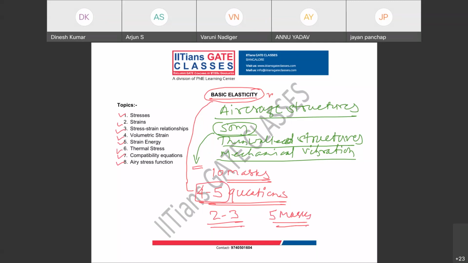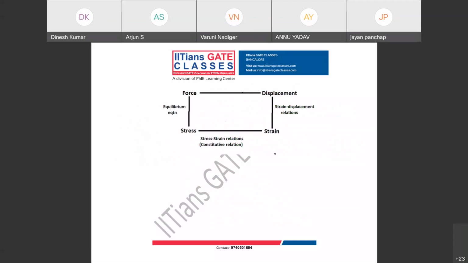Now, if you look into basic elasticity, we know from our fundamentals the relation between force and displacement. If you take a simple structural member, like a spring, the relation between force and displacement is F equals minus kx. So force is directly proportional to displacement for a simple structure.